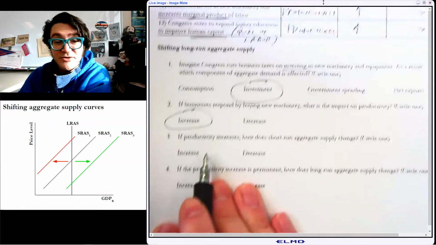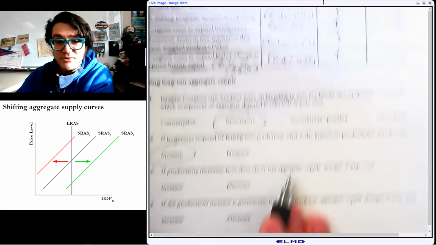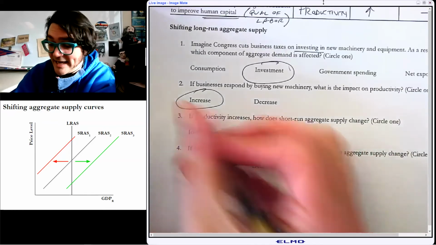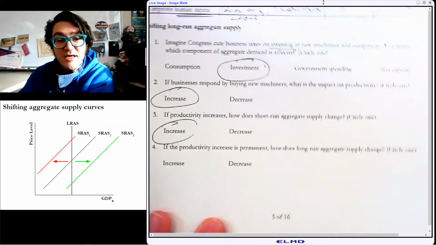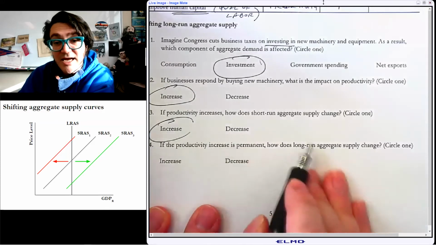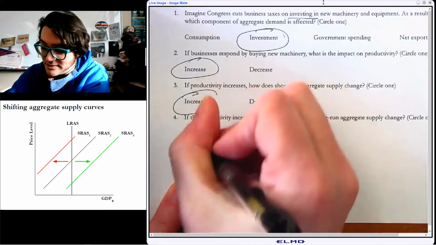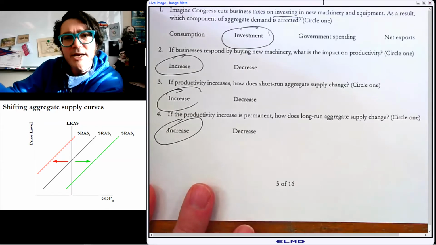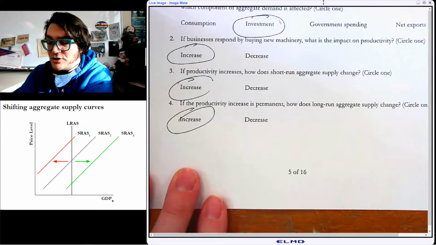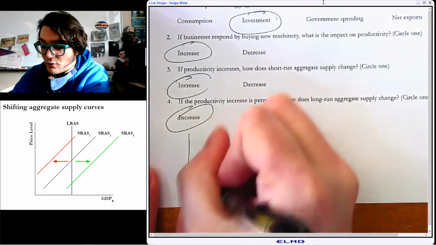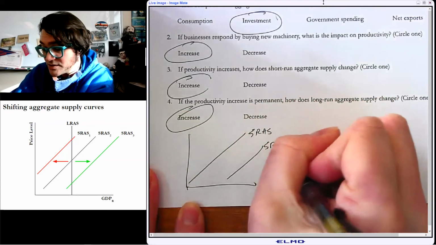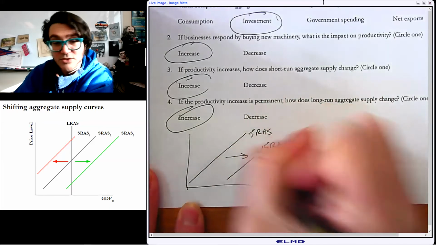And if productivity increases, how does short run aggregate supply change? Well, duh, we've got a ton of these listed up here. If productivity goes up, short run aggregate supply will increase. And if it's permanent, how does long run aggregate supply change? Well, it goes up. It increases. And so thinking through what a long run question might look like, you could have a question that would say, what happens to SRAS? Show that on a graph. Well, you just go, ta-da, shifts to the right.